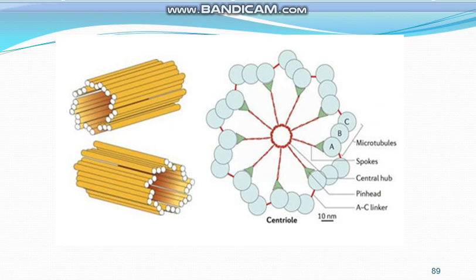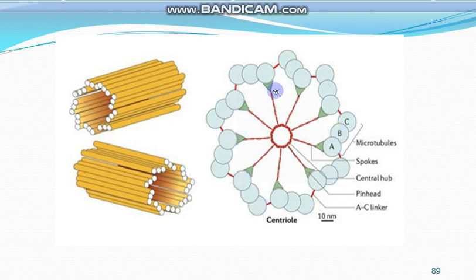These are the 9 triplets arranged at an angle of 40 degrees, and these are the microtubules; each triplet has 1, 2, 3. These are made up of the protein known as tubulin. Then these are the 9 units at the periphery. So this is the periphery, the perimeter of the centriole.